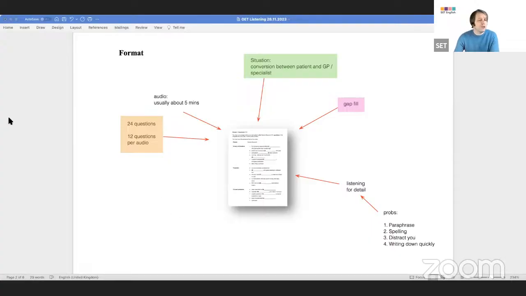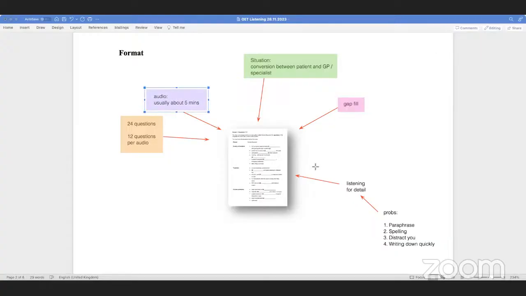Is there anything else? Do you guys have any questions about this part of the test? Lucinda, are you okay with this? Yes, it's the first time I'm attending a listening class, so okay.